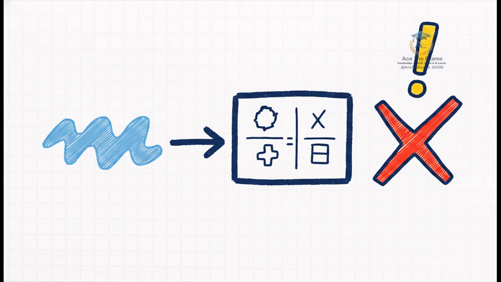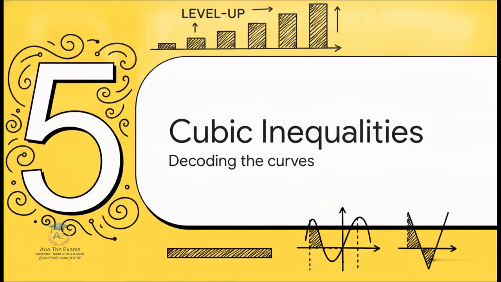The mathematically correct algebraic answer totally fails in the reality of the original equation. So you have to actively reject x equals 4. Otherwise, you are definitely going to lose marks. Moving into section 5 now, decoding cubic inequalities.